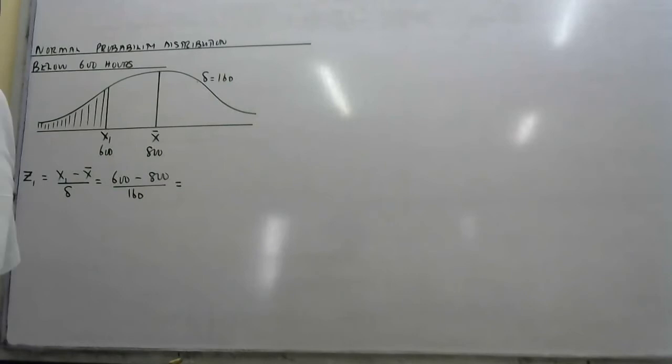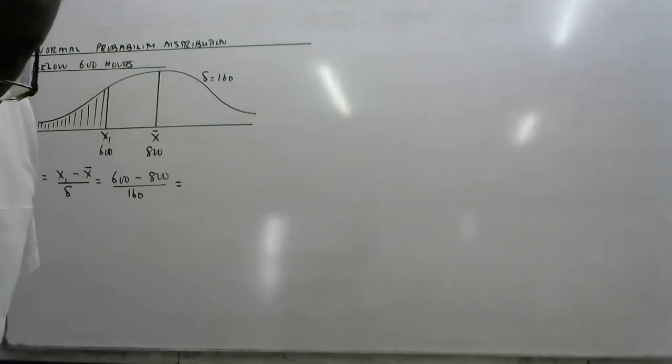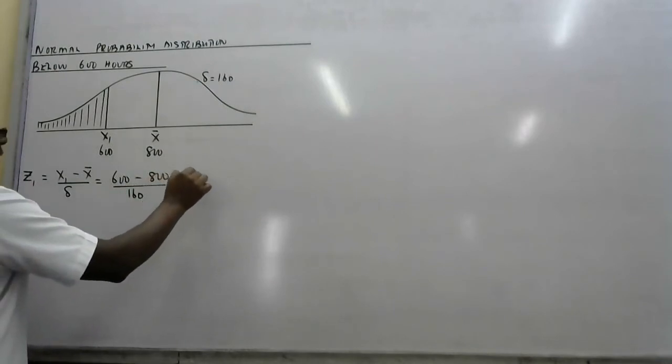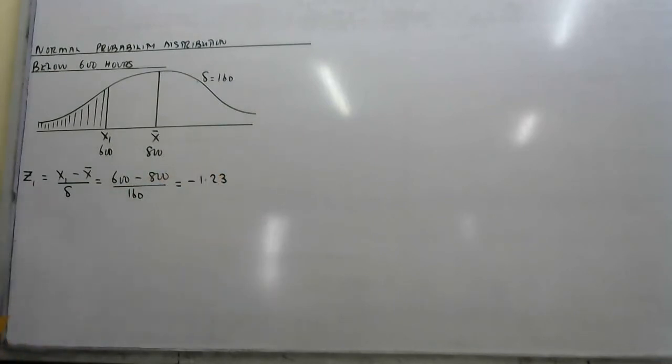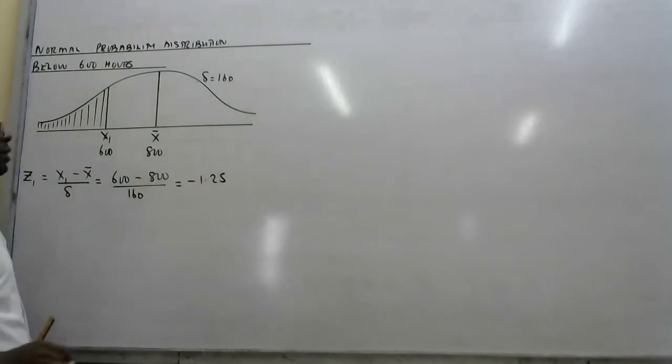I'm sure we are fast because I want to solve all the questions within the lesson. In any case, there are things that we know. Negative 1.25, because values of Z are always given to 2 decimals.